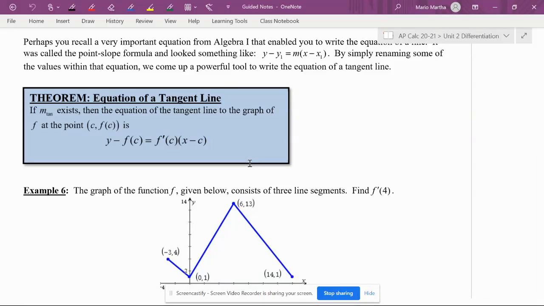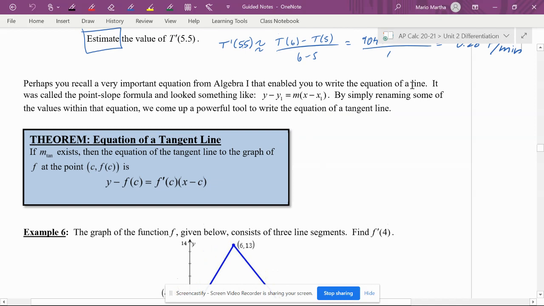So this would be part 3 of today's lesson. Perhaps you recall a very important equation from Algebra 1 that enabled you to write the equation of a line. It was called the point-slope formula and looked something like y minus y1 equals m times x minus x1. By simply renaming some of the values within the equation, we can come up with a powerful tool to write the equation of a tangent line.